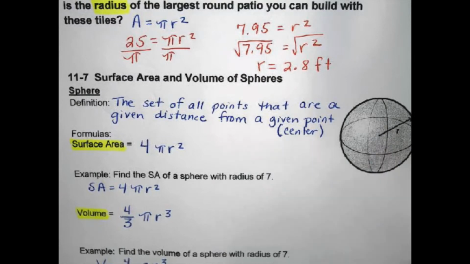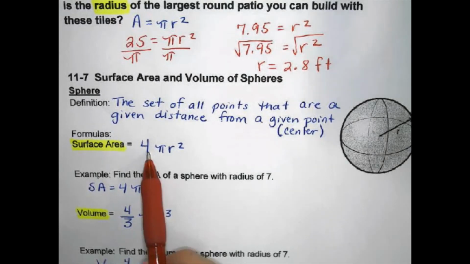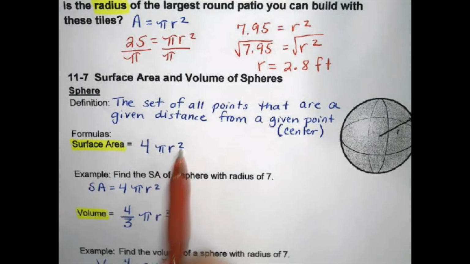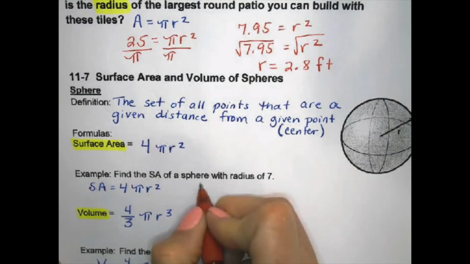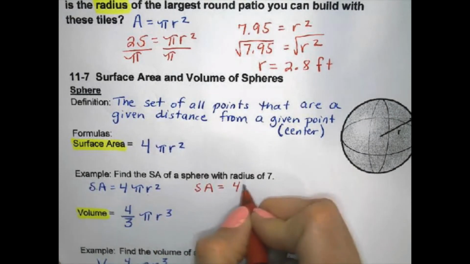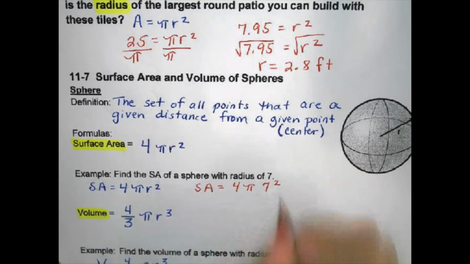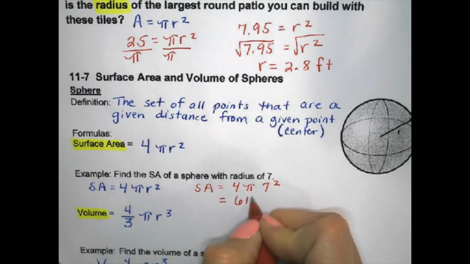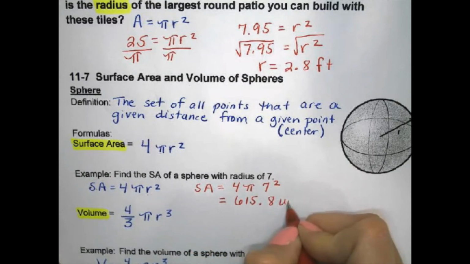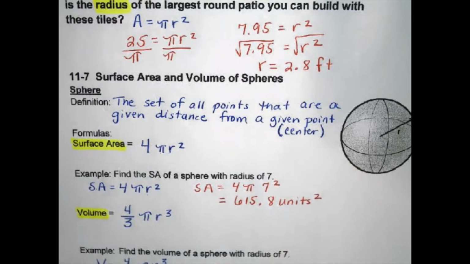The formula for the surface area of a sphere is 4 times pi r squared. If I'm asked to find the surface area of a sphere with a radius of 7, I would simply substitute 7 for r. So I would find surface area equals 4 times pi times 7 squared. That's going to be 4 times 49 times pi, which will equal 615.8 units squared. And again, surface area, like area, will always be units squared.